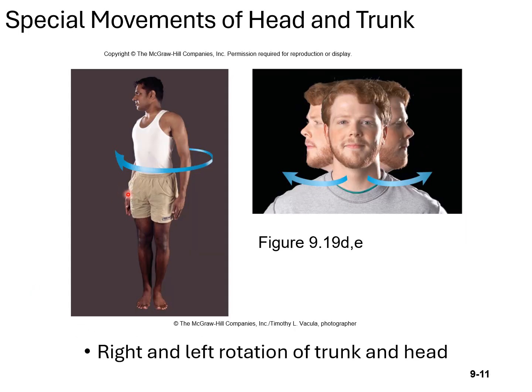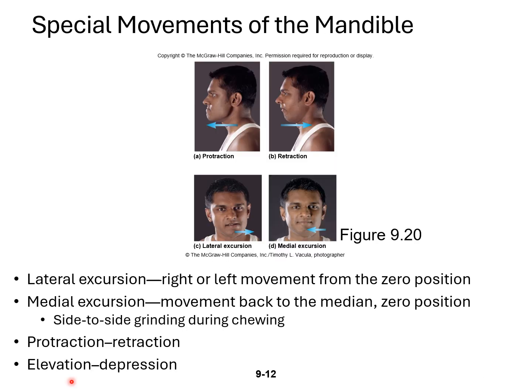You can also have special movements of the head and trunk, where you can rotate it left, rotate it right, the trunk and the head. You can also have protraction, retraction, lateral excursion, and then medial, and these are all going to be just movement of the jaw, which I talked about before.